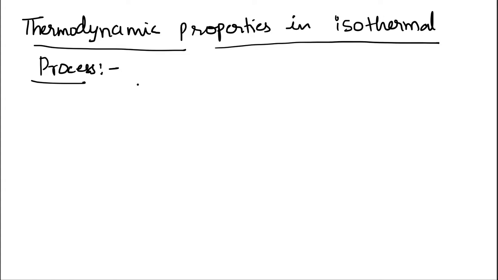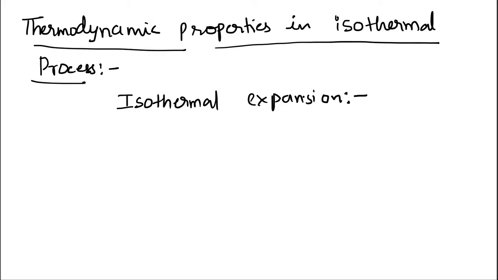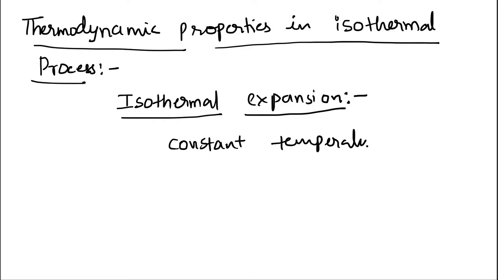Now let's take isothermal expansion. Expansion means work done by the system on the surroundings, and here it is done keeping the temperature of the system constant at any stage of the process. So here this is a constant temperature process, which means delta T is equal to 0.